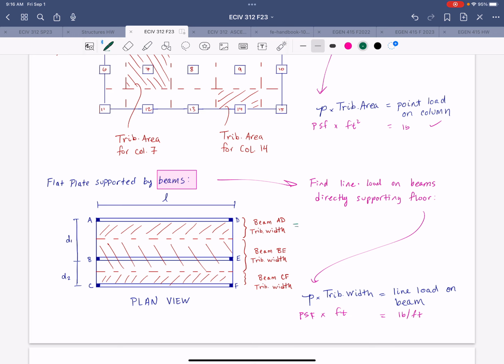So if you were to calculate that, for beam AD, it would just be equal to half of this distance D1 noted over here. And then CF would have a tributary width equal to half of D2. And then the beam in the center would have a tributary width equal to half of the sum of those two distances. Okay. Questions?